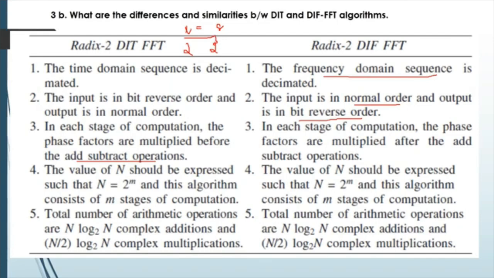So the value of N should be expressed such that N is equal to 2 to the power of m, and this algorithm consists of m stages of computation. As I discussed already, if you take length N equal to 8, radix 2 means we express 8 as a power of base 2, so we can write 2 to the power of 3. That 3 indicates the number of stages involved in the algorithm for the computation. Similarly, here also it is the same.